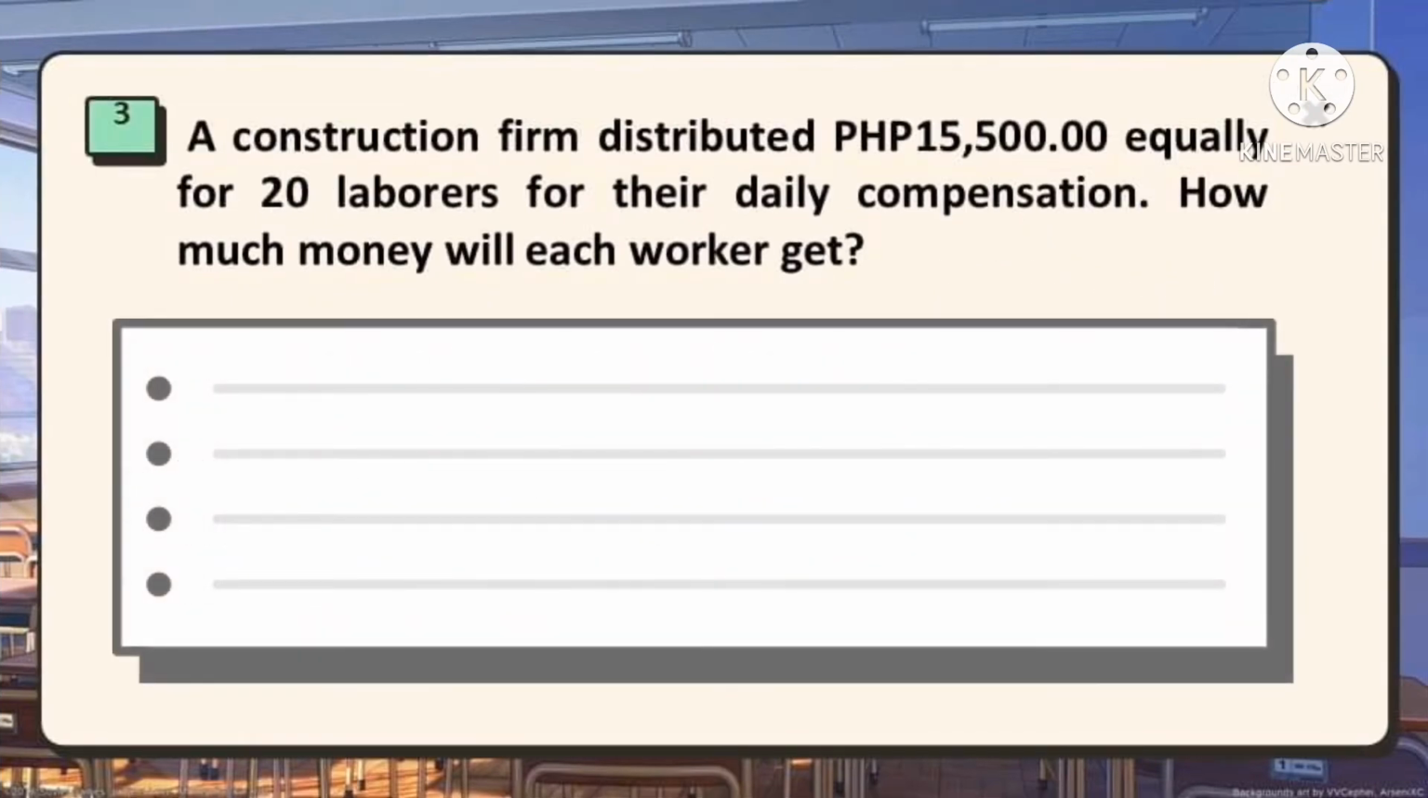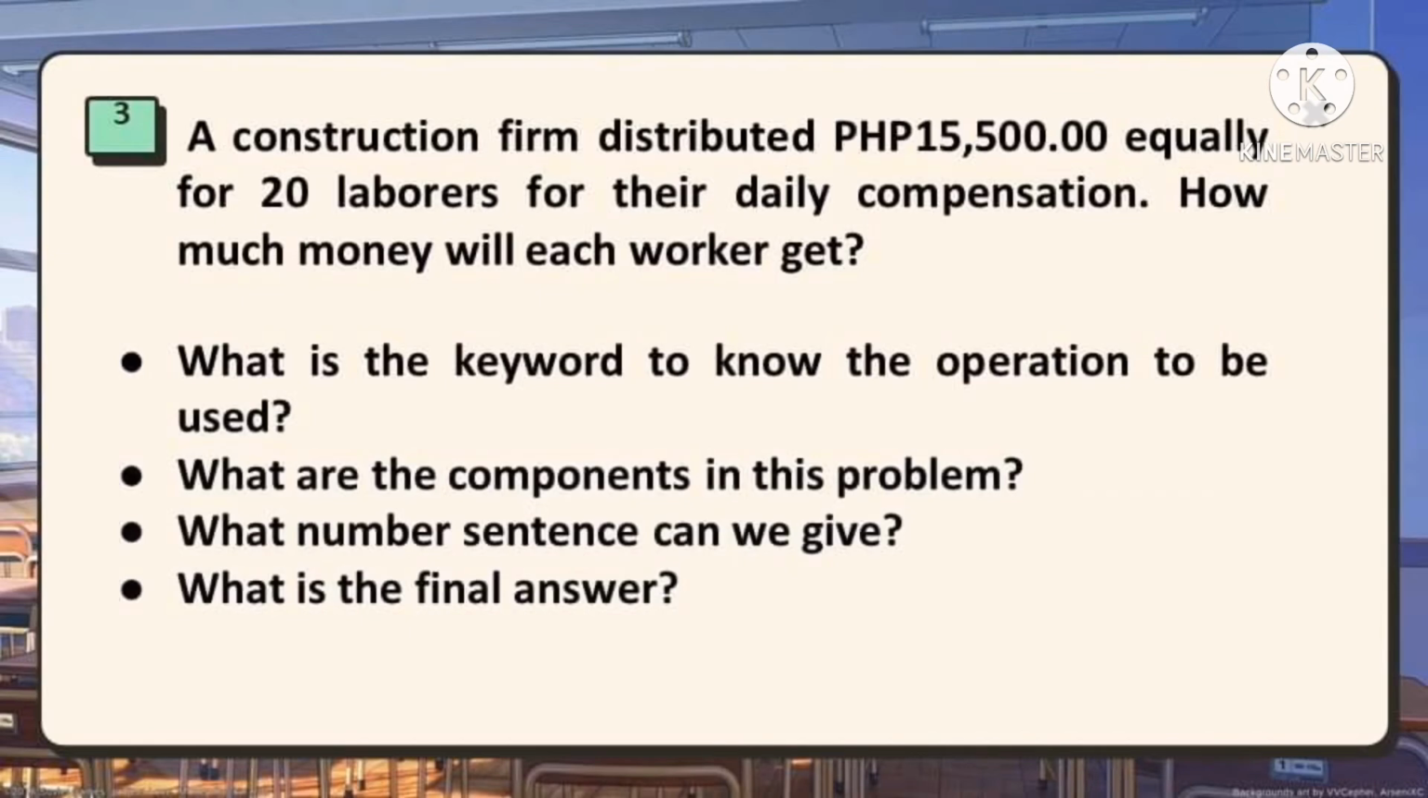Sample number 3. A construction firm distributed 15,500 pesos equally for 20 laborers for their daily compensation. How much money will each worker get? What is the keyword to know the operation to be used? What are the components in this problem? What number sentence can we give? What is the final answer?